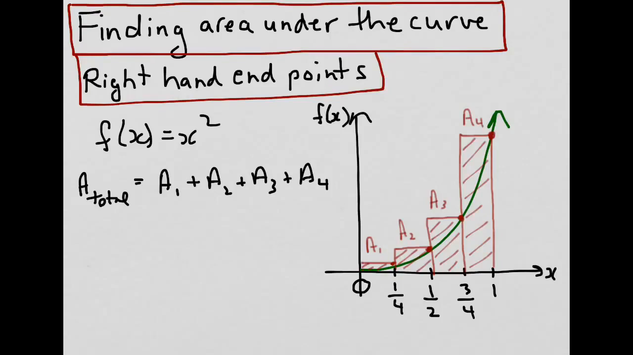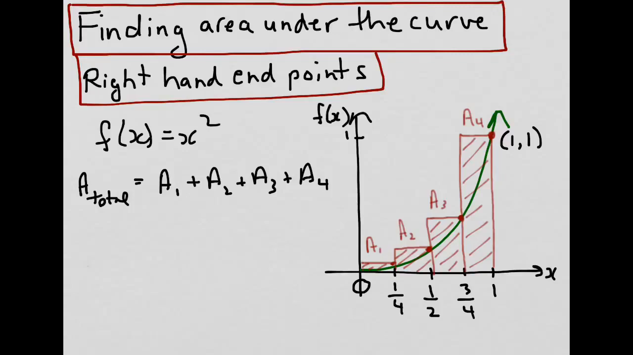Now let's figure out the values of the right-hand endpoints. Well, we know that this point here, x is going to be 1. So if we substitute 1 into our function, x squared, we'd end up with 1 squared, which would be 1 as well. So the right-hand endpoint for the fourth rectangle is 1, 1.